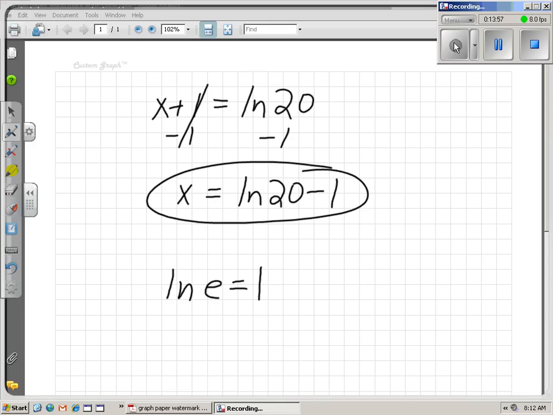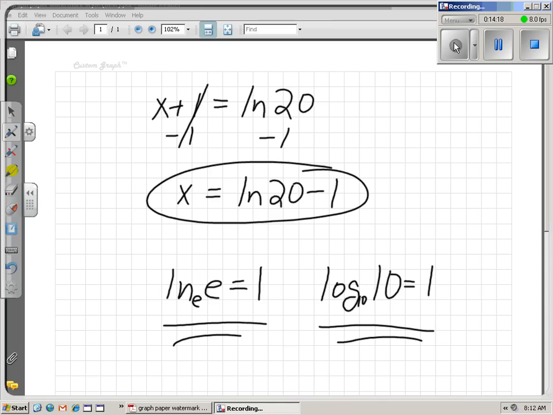Another good thing to put in your notes is the common log of 10 also equals 1. Because remember, the base on the natural log is e, and e to the first power is e. That makes sense. And the base on a common log is 10. And 10 to the first power equals 10. So that makes sense. So these are two good things to put in your notes and start looking for on the quizzes and homework.